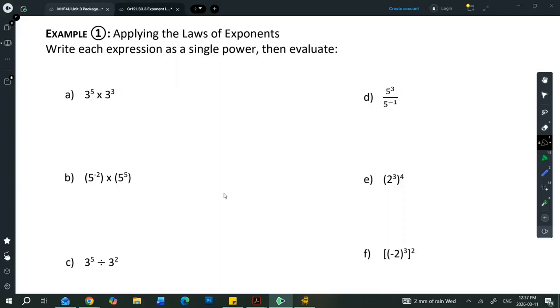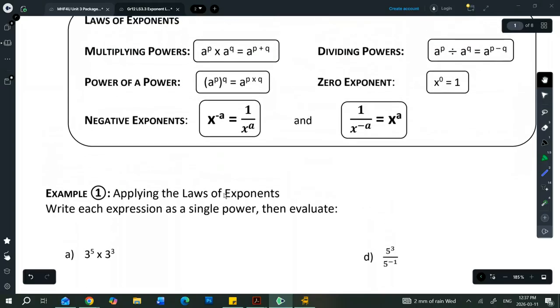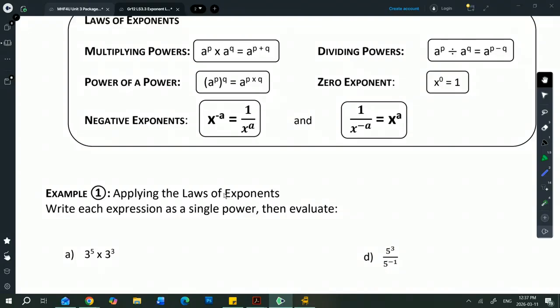So what exponent rule are you going to use? Which one looks like a similar format? Do you have an exponent of 0 though? What's the operation with the bases? Or what's the operation happening? Okay, so we'll use the multiplying powers one then.